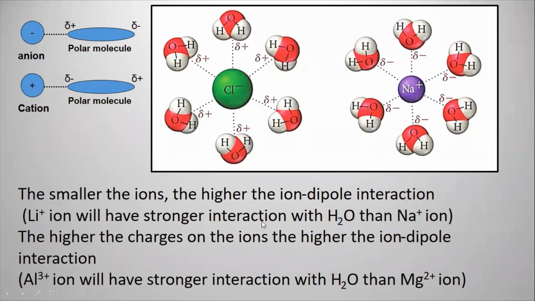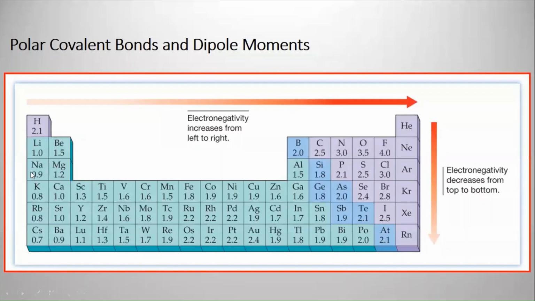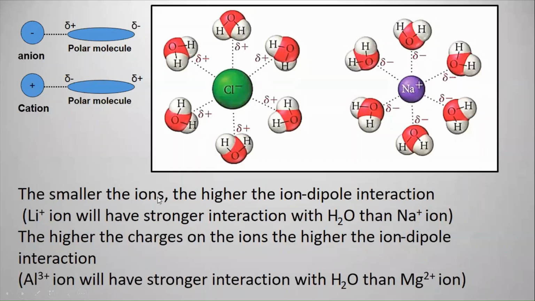Lithium ion will have a stronger interaction with water than sodium ion. Why will lithium have a higher interaction than sodium? Going back to the periodic table, here is lithium and here is sodium. Lithium is higher up, so it will be smaller in size. So lithium, being smaller in size, will have a stronger interaction with water. That's factor number one: the smaller the ions, the higher the ion-dipole interactions. So if you're comparing lithium positive and sodium positive, remember both of them have a positive charge. So the charge is the same. So there's no factor here related to the charge.